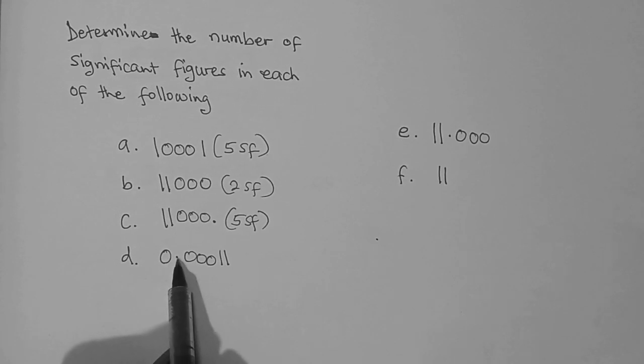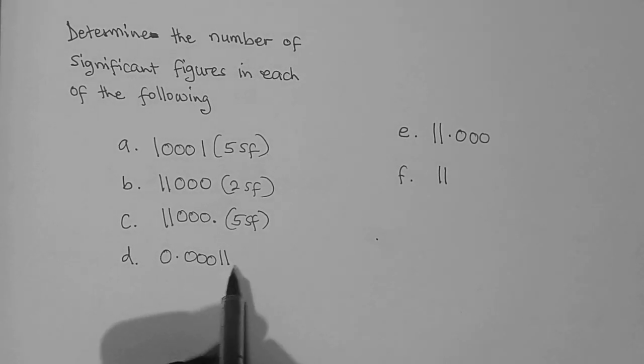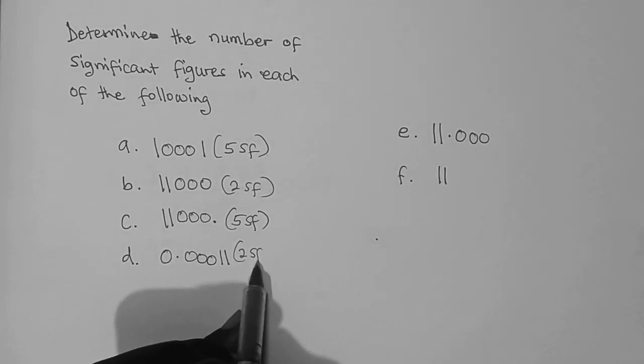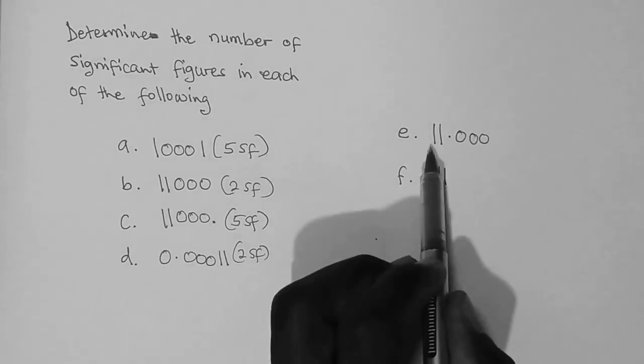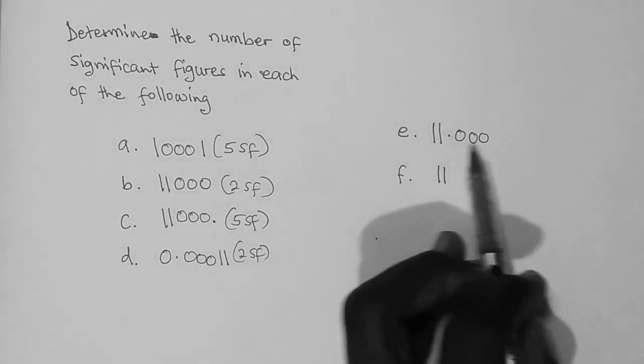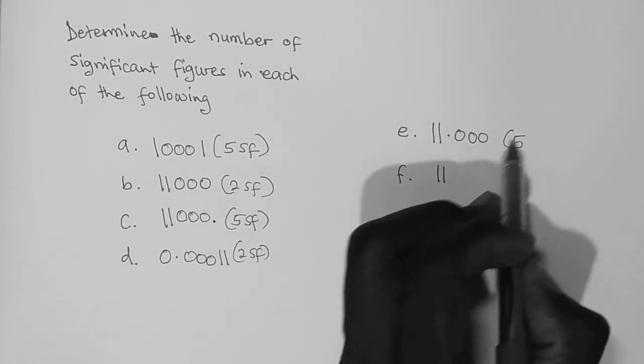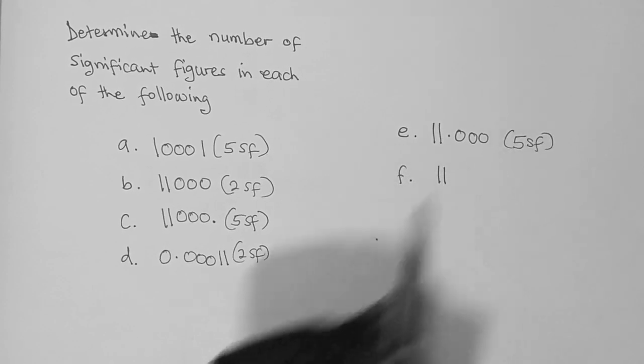Then here's 0.00011. Leading zeros are insignificant, and therefore here is only two significant figures. Then 11.000. Trailing zeros that have a point are significant, and therefore here's 5 significant figures.